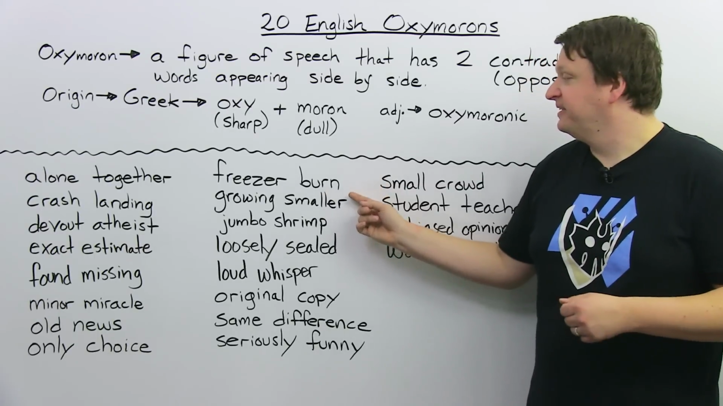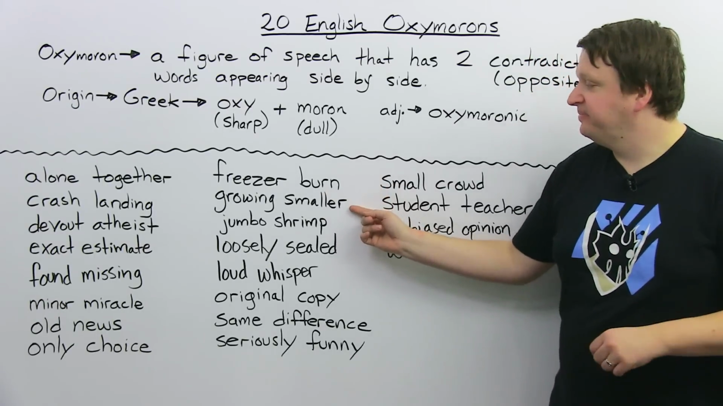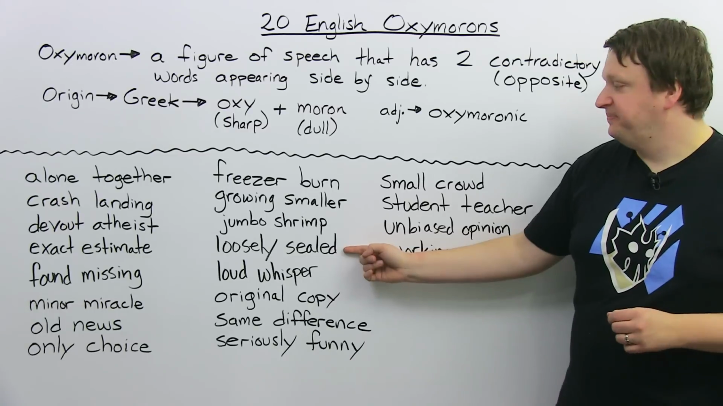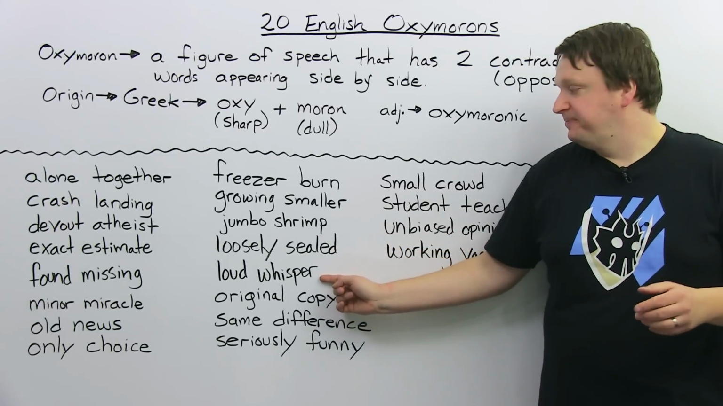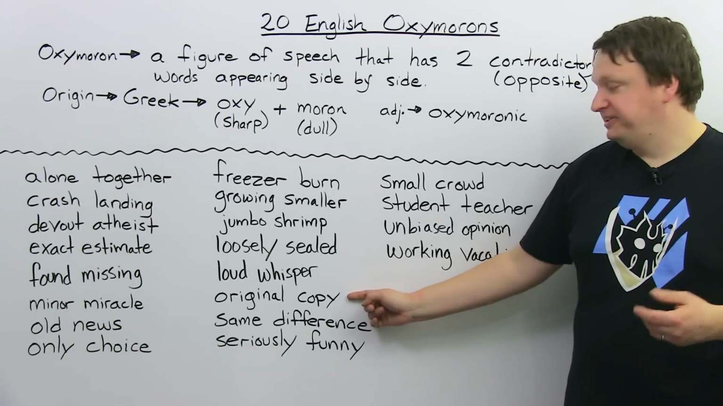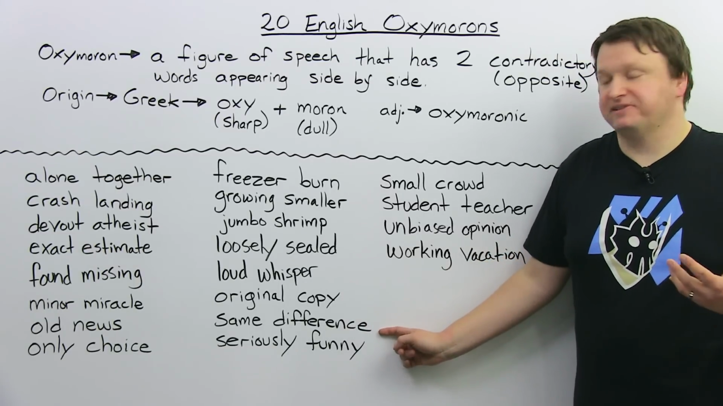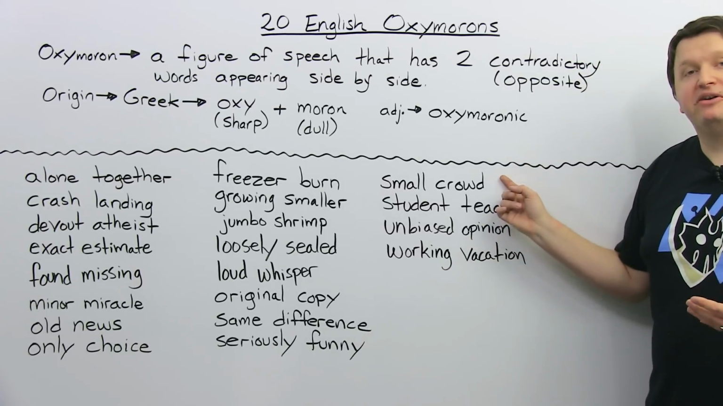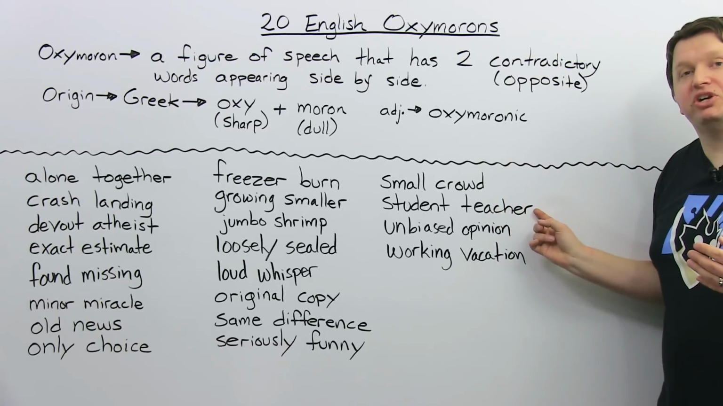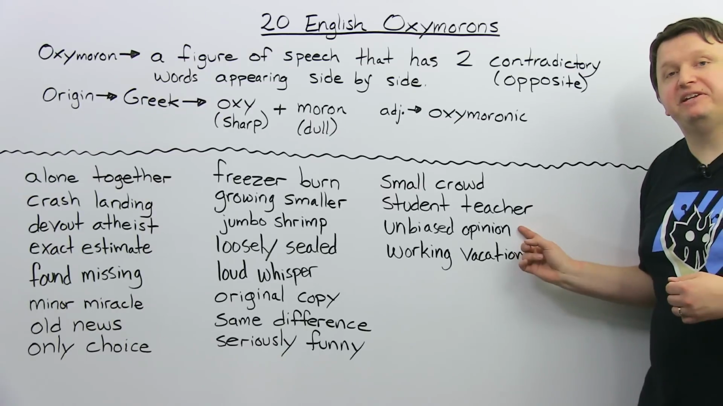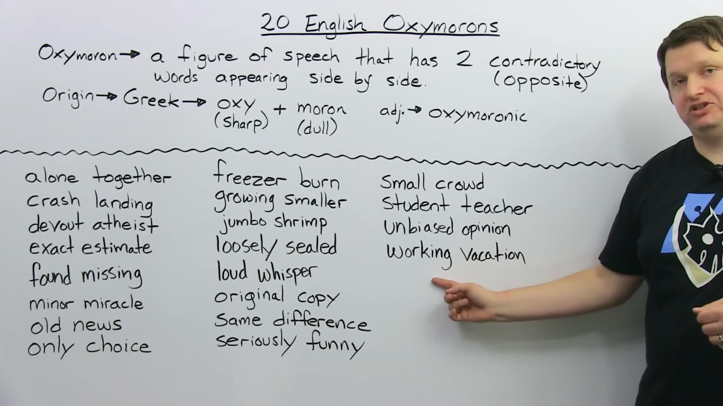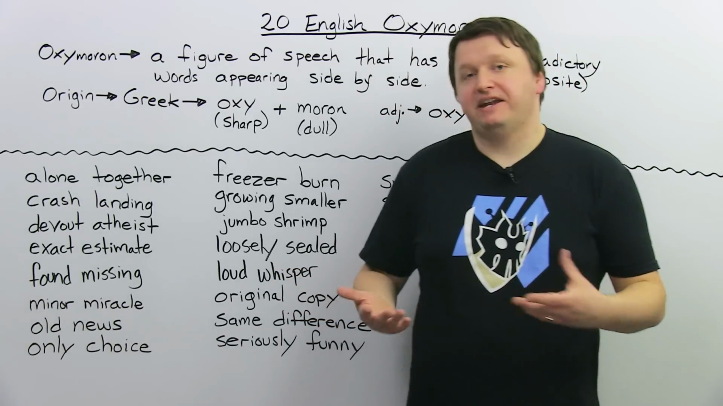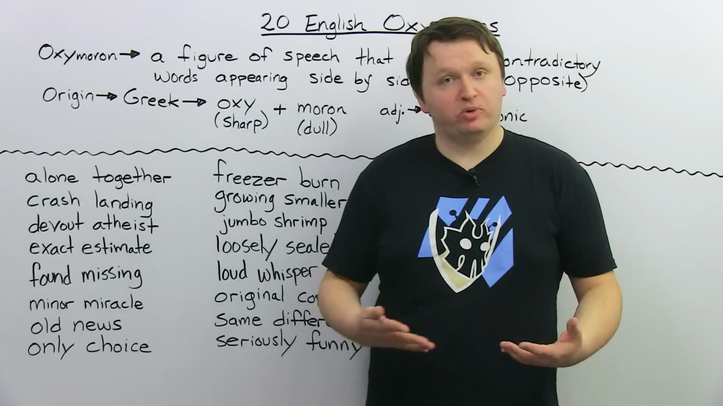Freezer burn. Growing smaller. Jumbo shrimp. Loosely sealed. Loud whisper. Original copy. Same difference. Seriously funny. Small crowd. Student teacher. Unbiased opinion. Working vacation. Okay, now let's look at these one by one and explain why they are oxymoronic.